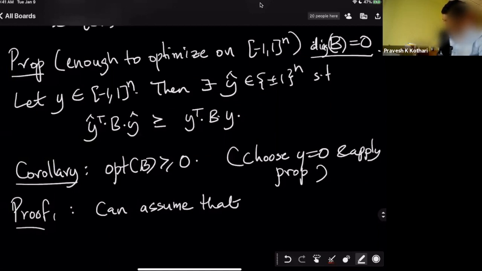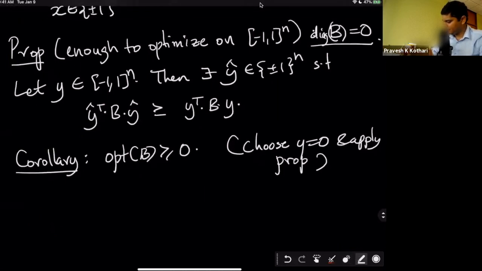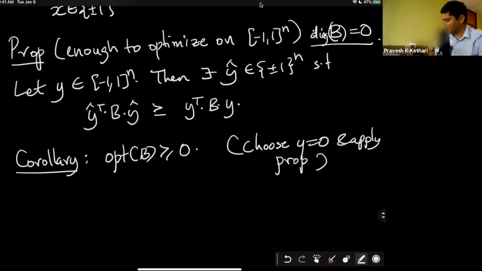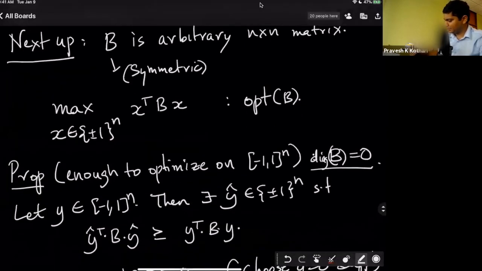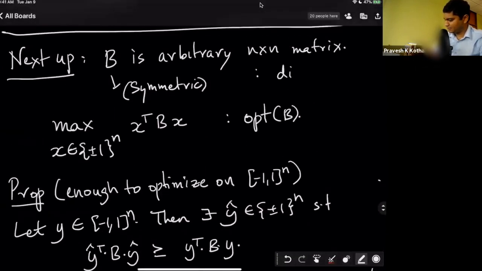So before doing that, let's make sure that we didn't bungle up the proof of this opt B non-negative. So why can I assume? Okay, so I guess it's not going to be true that opt of B is non-negative for all B. It's only going to be true in general for B's which are diagonal-less. Okay, so let's focus on diagonal-less matrices. We're going to work with B which has no diagonals.